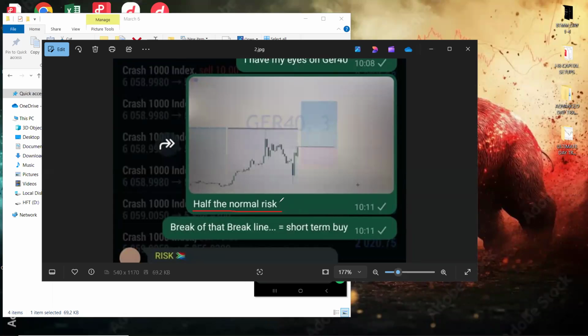The chances of a setup playing out are usually low. So we are using half the normal risk on the trade. And the entry trigger was going to be a break of the black line, which you see here on the charts, which was also a short-term buy.